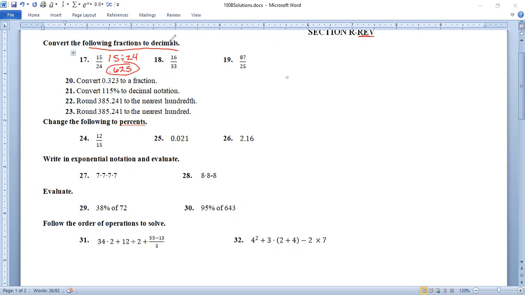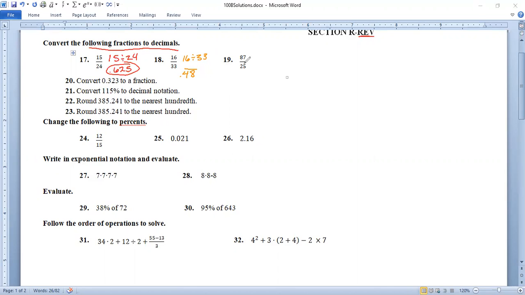All right, number 18, 16 divided by 33. So 16/33, type that in the calculator, 16 divided by 33, and we get 0.4848 forever. And it repeats that pattern going on and on forever. So I guess you could round it after a little while and put 0.485.